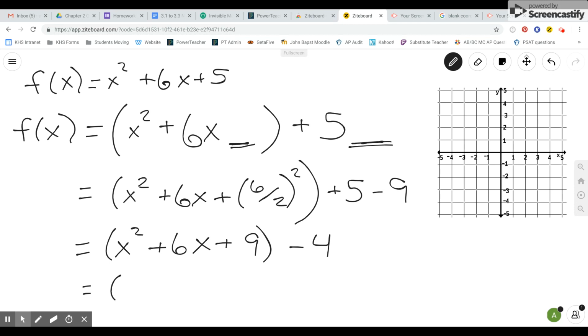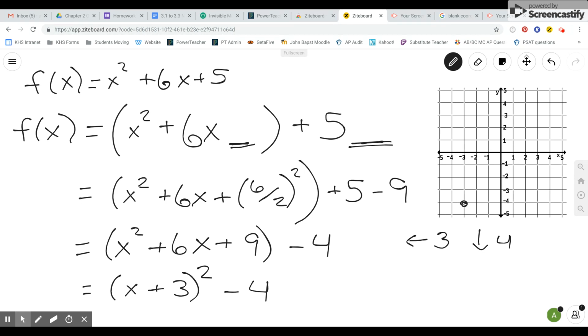We've completed the square quite a few times, so we should be able to factor this nicely and quickly into x plus 3 squared minus 4. Remember, multiplying to be 9 and adding to be 6. So our quadratic is moving to the left 3 and down 4. So our vertex is at -3, -4.